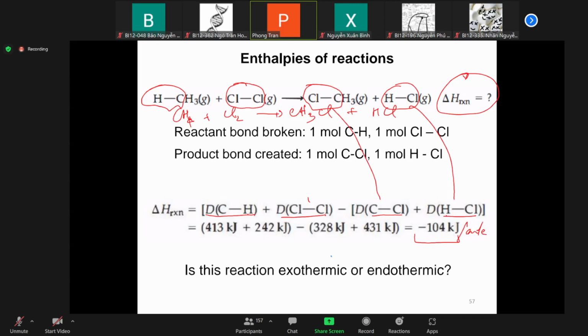Because the energy has a negative value, the reaction could be exothermic or endothermic. What do you think? Is the reaction exothermic or endothermic? It's exothermic. Because it's a negative value, it's exothermic. It means that when the reaction happens, it will release heat.